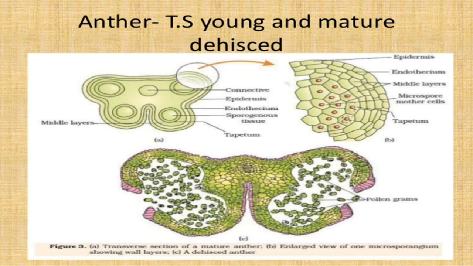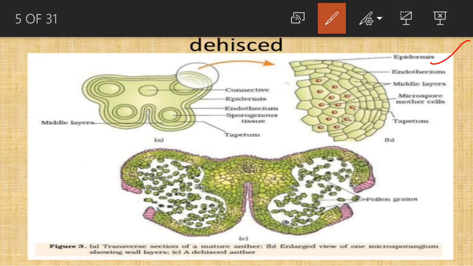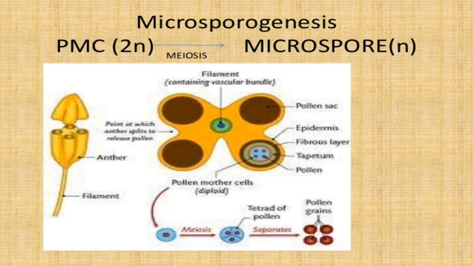Now this is also a diagram of the TS of the young anther and mature anther at the time of dehiscence. The epidermis is the outer covering of the anther, which protects it, then the endothecium, a fibrous layer, then middle layers, then the tapetum, providing nourishment to the pollen grains when they have developed from the microspore mother cells. This is the mature, dehisced anther, releasing the pollen grains from the stomium. So this is the diagram.